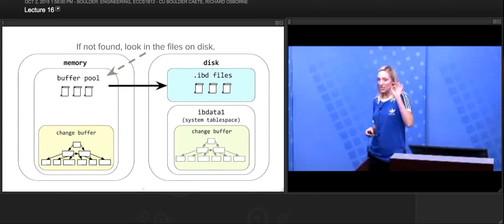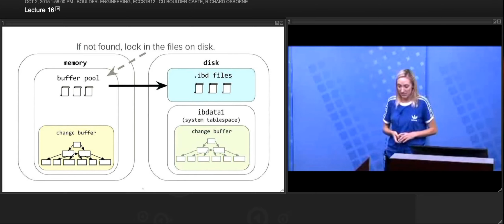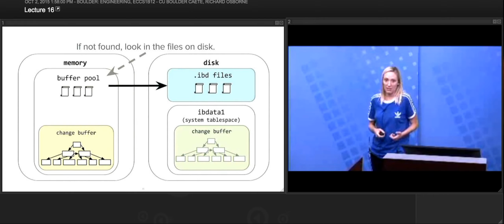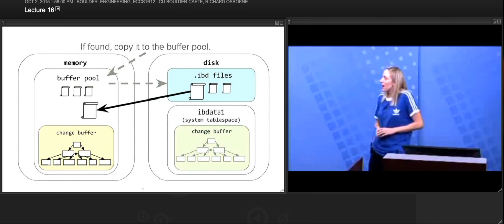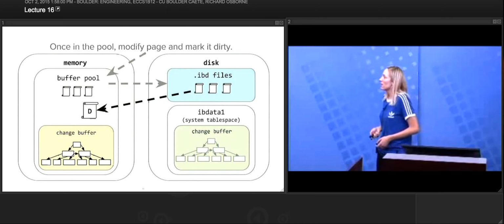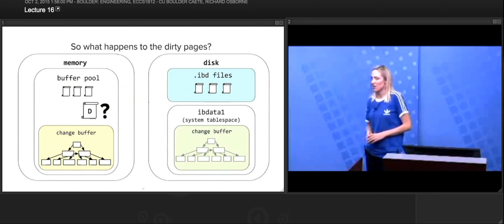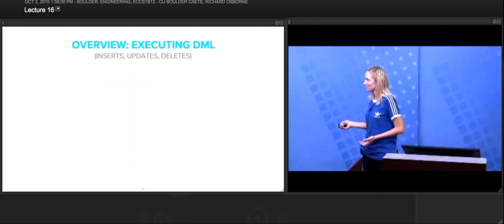So there's a tag in memory that says, all right, this data is dirty. We're going to have to flush it to disk before that persistent storage is created. And if found, copy it to the buffer pool as before. Once it's in there, modify the page and mark it dirty. All right, so what happens to dirty pages?